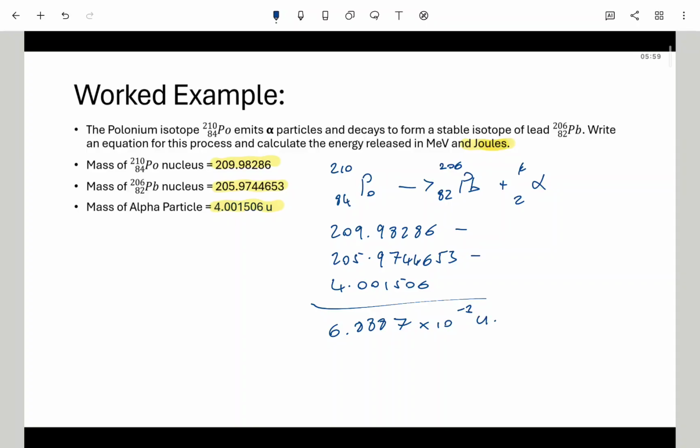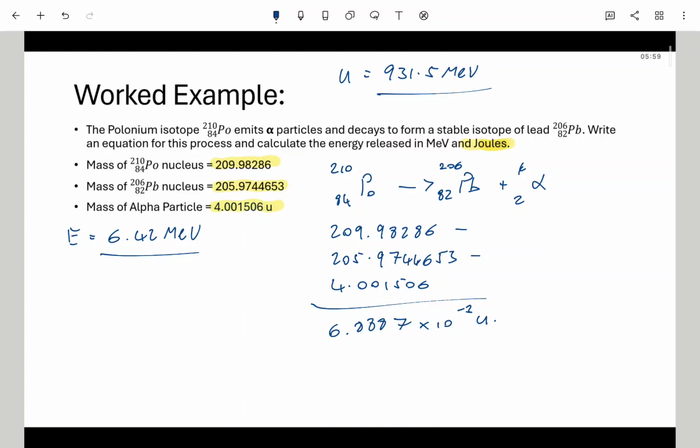Right, so to get that in MeV really quick, if you remember what we wrote down earlier, the U value is 931.5 MeV. So if you multiply that by the mass defect, that will give you the energy released in mega electron volts, which comes out at 6.42 MeV. Then convert that to joules.